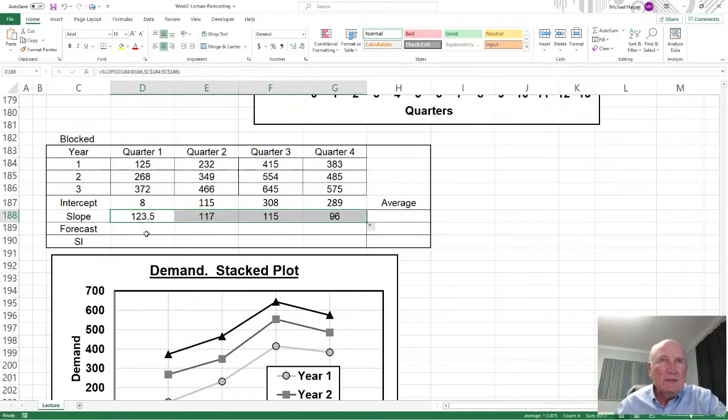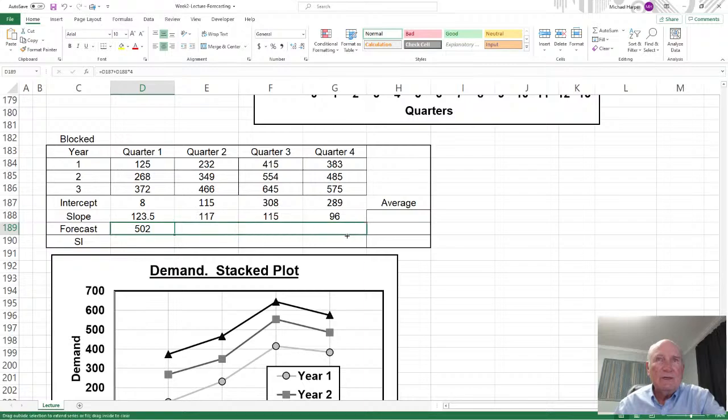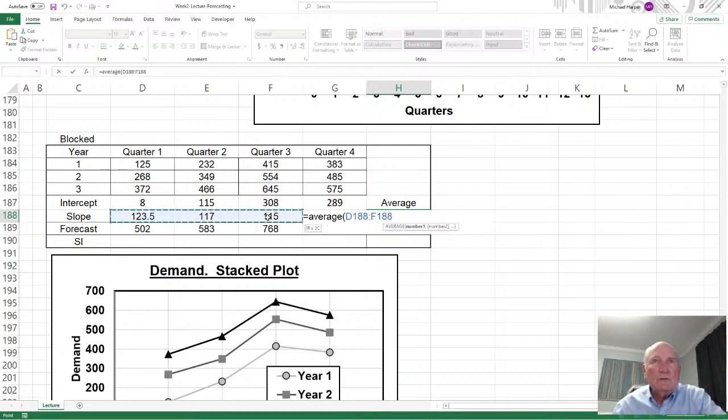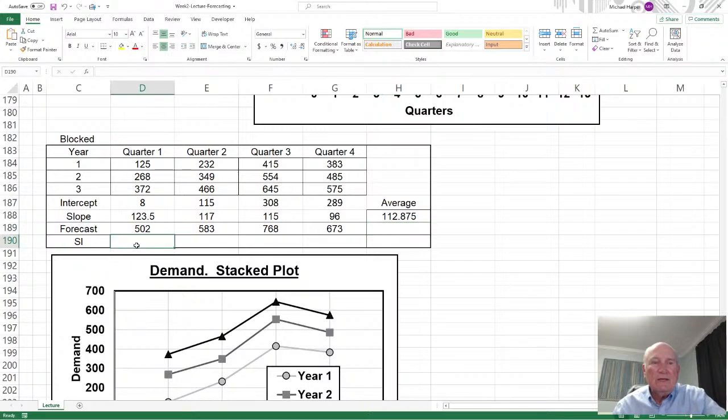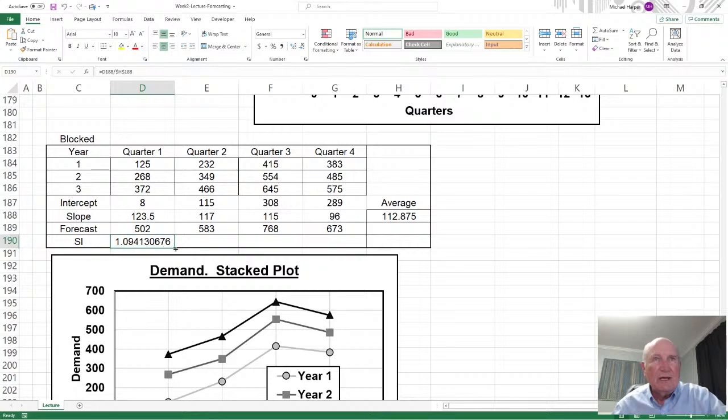There we go. Now my forecast simply equals my intercept plus my slope times my time period of my year, which is 4. Type in 4, and now I copy this over, and there's my forecast. Now if I want my seasonal indexes, I'll take the average of my slopes, 1, 2, 3, 4. And then here I'll take my slope, which has seasonality, my seasonal slope, divided by my seasonally adjusted slope. F4 to freeze it, to fix it, and then copy that over, and there's my indexes.